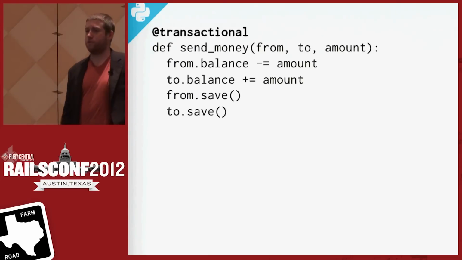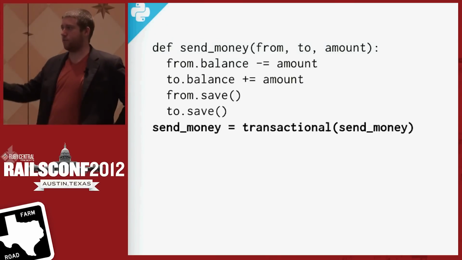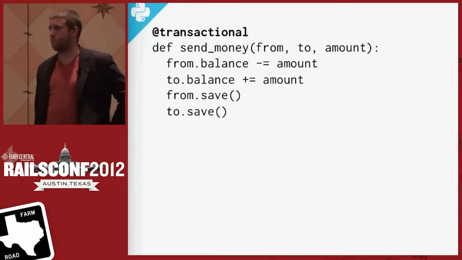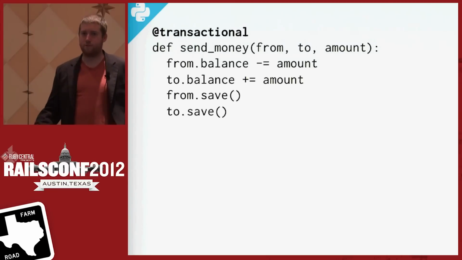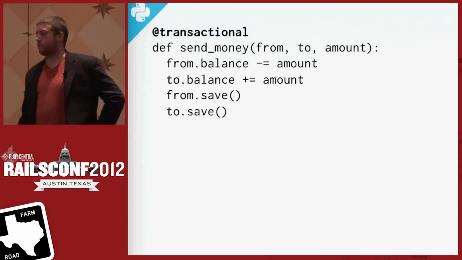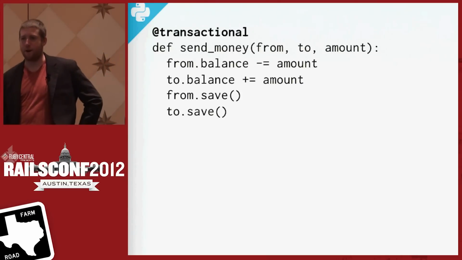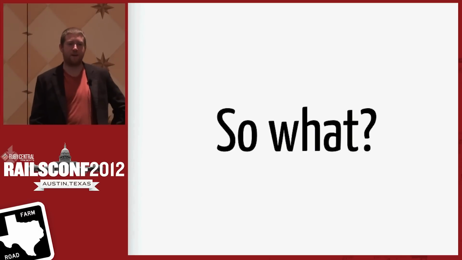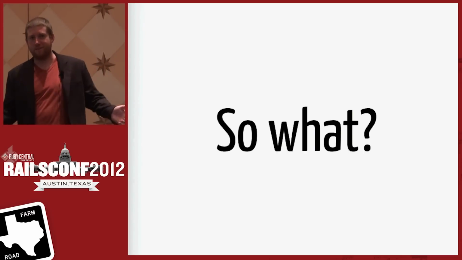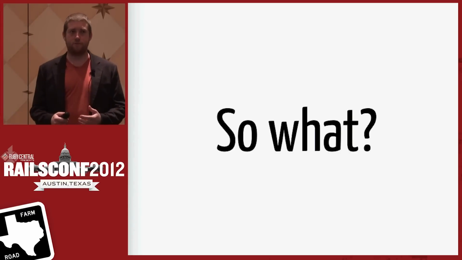You put @transactional before the method, and it automatically does this. This is translated into that. So you don't have to specify the name sendMoney 3 times. You only specify it once when you're defining the method. And it's also at the top of your code instead of out of sight, out of mind at the bottom. So what? I just showed you that function decorators and blocks can do the same thing. But I think there's a few cases where our usage of blocks in Ruby falls down.